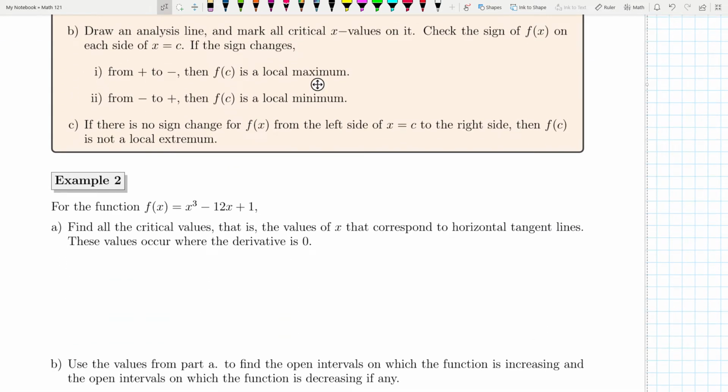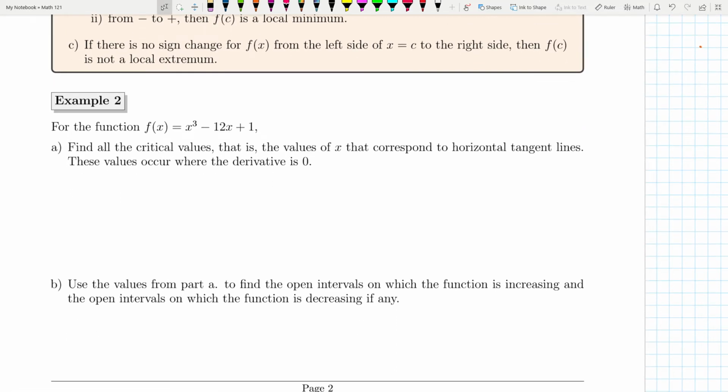The third case, when there is no sign change, our conclusion is that there is no local extremum, that is, no maximum, no minimum. So let's look at the function f of x equals x cubed minus 12x plus 1. Okay, letter A. I'm going to show all these examples in a step-by-step fashion, just so you can see what's the first step, what's the second step, etc.